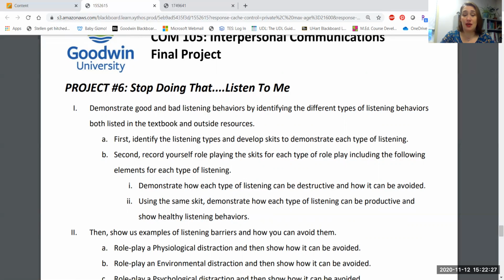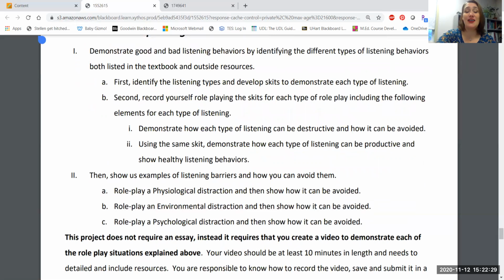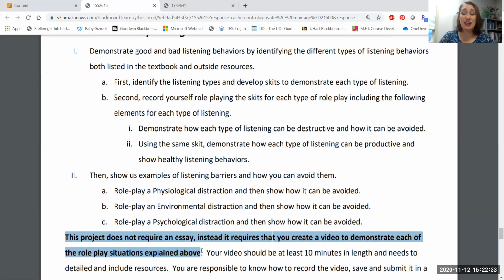This one is different though, because instead of actually writing a 3 to 5 page paper, this project actually has you creating a video. All right. You're going to demonstrate good and bad listening behaviors by developing skits and then acting out the skits. So this one's a little bit different. You're still doing writing in the sense that you're writing scripts for the skits. But again, your final product is not going to be a paper, but a video of about 10 minutes long.